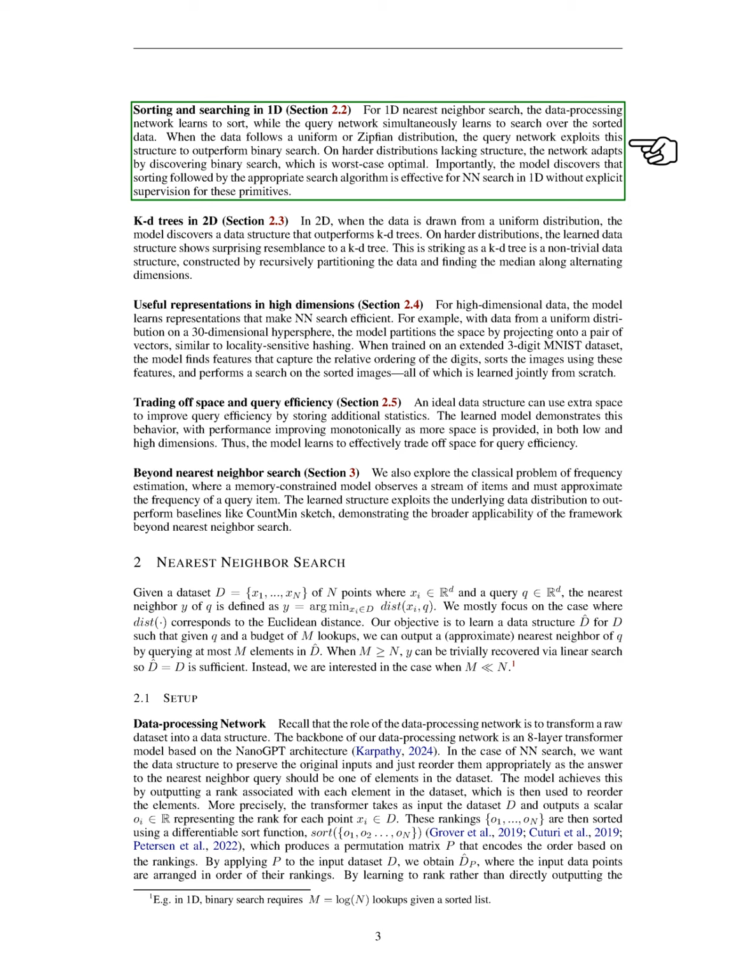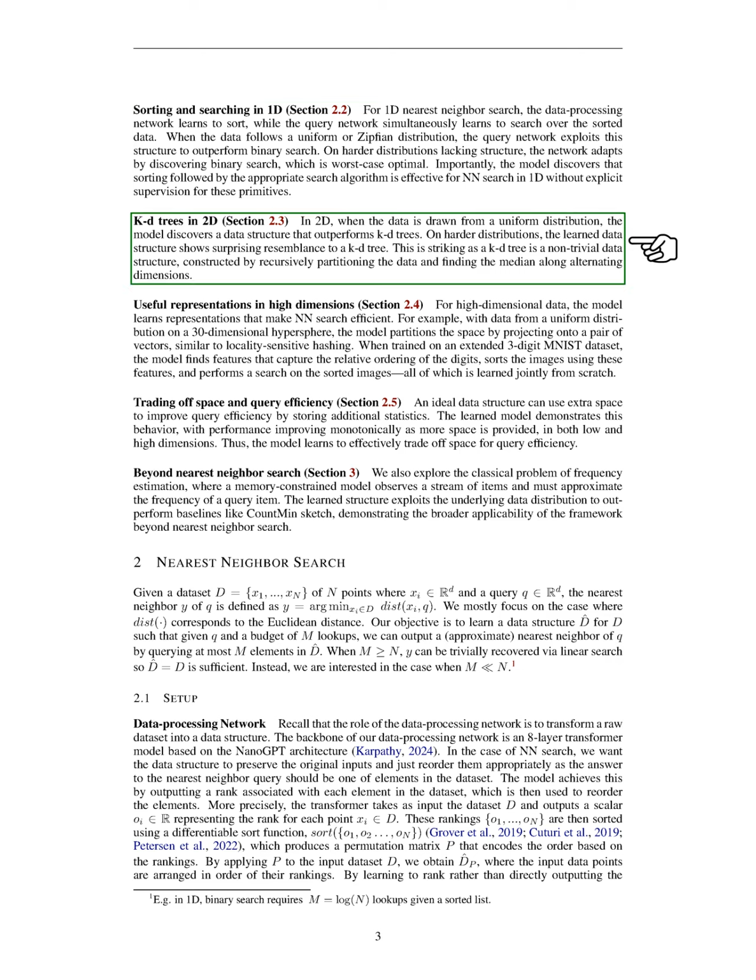When the data follows certain distributions, the query network can outperform traditional binary search. In more complex scenarios, it adapts by discovering binary search, which is optimal for worst-case situations. Notably, our model learns that sorting followed by the right search algorithm is effective for one-dimensional nearest neighbor search without needing explicit guidance. In two dimensions, when the data is uniformly distributed, our model discovers a data structure that surpasses the performance of KD trees.